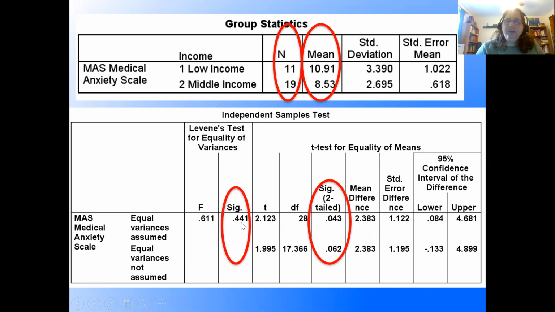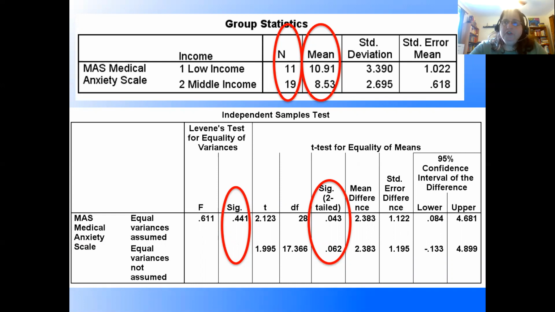If this was less than 0.05, let's pretend for just a moment that this was 0.004. Instead of 0.441, it was 0.004. Then I use this bottom set of values: 1.995, 17.366 for the df. And yes, you would report that whole number. And sig value of 0.062.